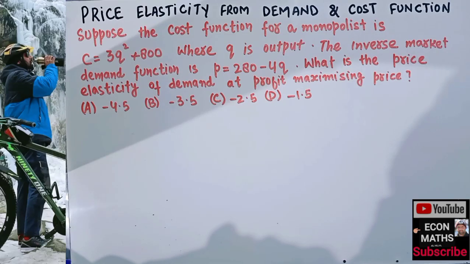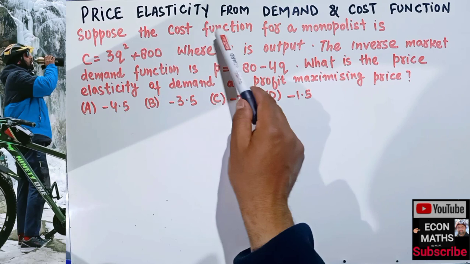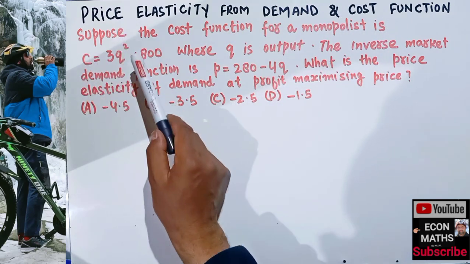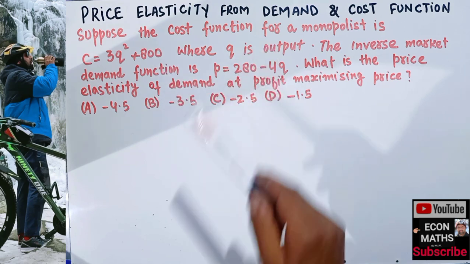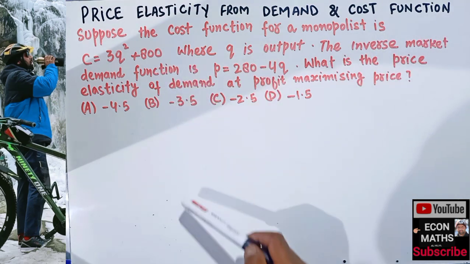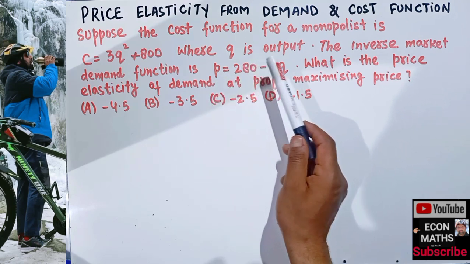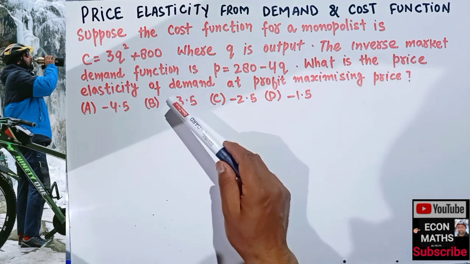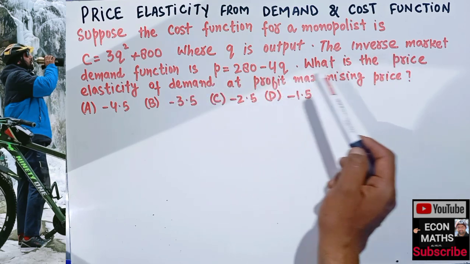How to find price elasticity from demand and cost functions? The question is, suppose the cost function for a monopolist is C = 3Q² + 800, where Q is the output. Also, the inverse market demand function is given as P = 280 - 4Q. P denotes the price. What is the price elasticity of demand at the profit maximizing price?